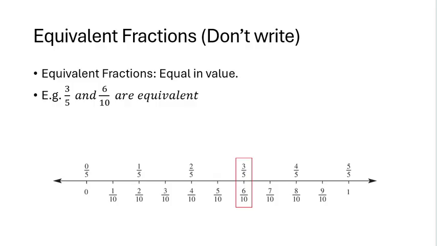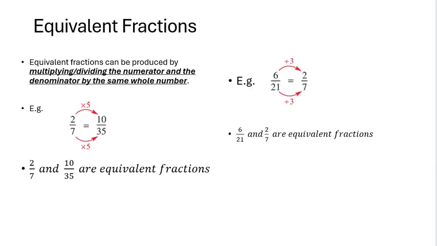Now, equivalent fractions. Equivalent fractions just mean that they are equal in value. So you have two fractions, they could technically have the same value. In my example here, I have 3/5 and 6/10. These two are exactly the same value, so there's no difference at all. Now, this is what's really important: how to create equivalent fractions.